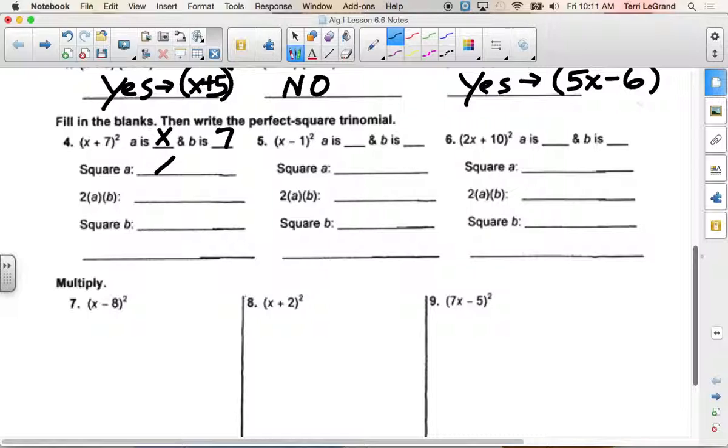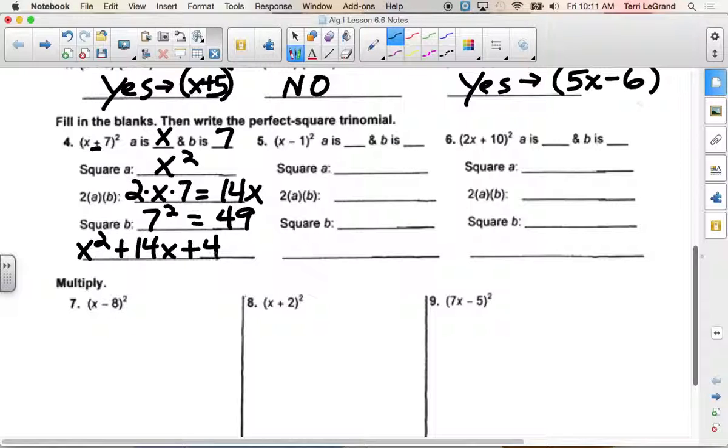We're going to square A. We're going to take 2 times our A times our 7, and that will give us the middle term of our trinomial, 14x. We're going to square B, which is 7, and we get 49. It was addition. So what does that tell us is going to be going on in the trinomial answer? Addition and addition. So x squared plus 14x plus 49.